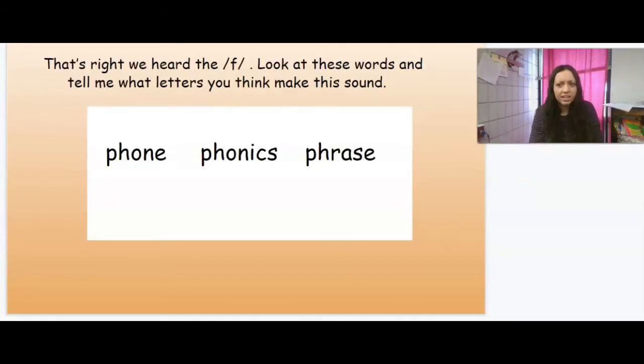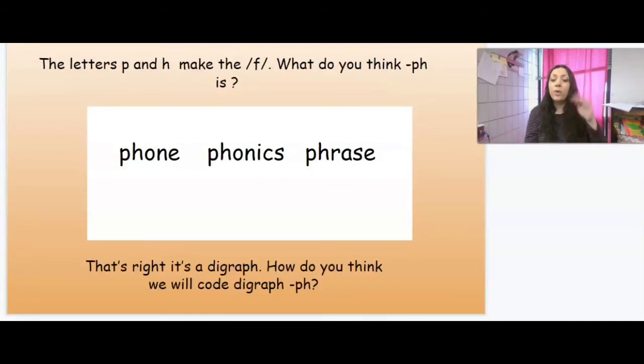But look, you heard the F. But look at these words and tell me what letters you think make that sound. Look, we have phone, phonics, phrase. What letters do you think make that sound? That's right. When you add the P and the H together, that digraph makes the F sound, okay? And we call it a digraph because it's two letters that make one sound.